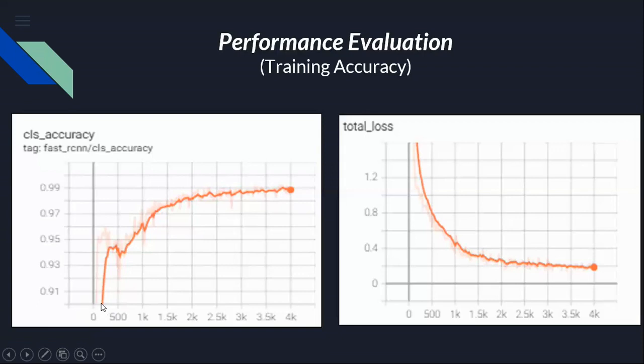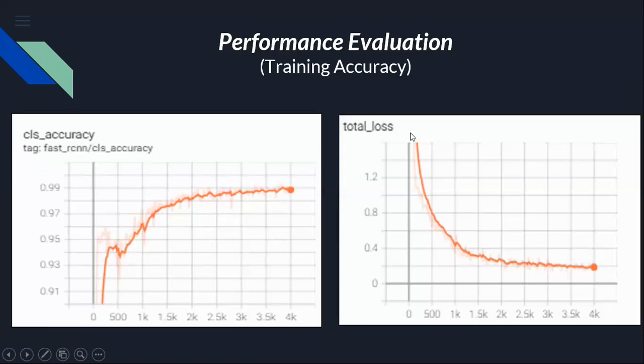So starting off on the 0th cycle, the accuracy was very low. And as soon as the cycles kept on increasing, which means that you're training on the same images time and again, the model starts to predict with a class accuracy of around 99%.